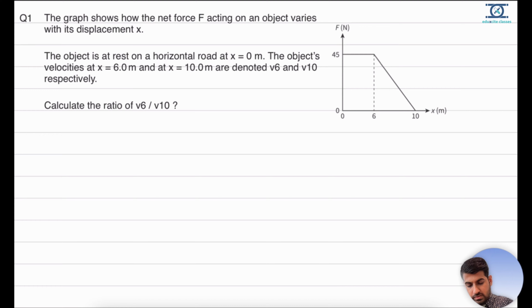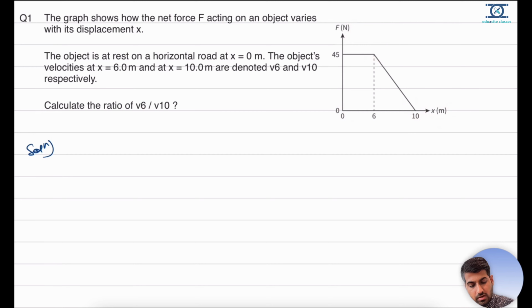Okay, so solution 1. Now if you look at the graph, force versus displacement is given to us. So this is from 0 to 10. They are asking us the ratio of the velocity at 6 seconds and at the 10th second. So how we can do it is, we know that the object is moving on a horizontal road and we are assuming no friction. So the work done will be equal to the kinetic energy.